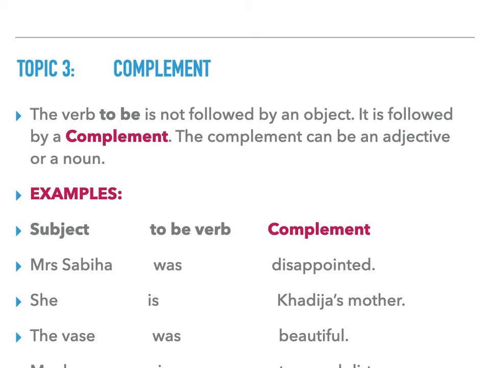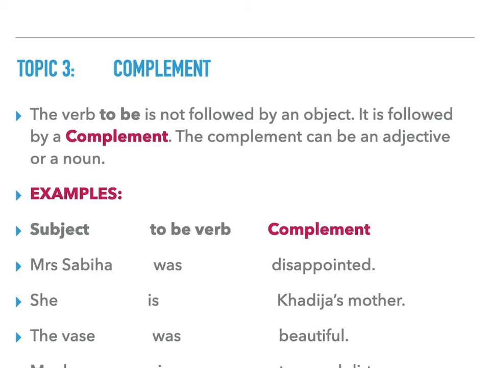Here we are. Complement. The verb to be is not followed by an object, it is followed by a complement. The complement can be an adjective or a noun. So here we have to understand this concept: first we have to know what the to be verbs are. To be verbs are is, was, were, and a few more that I have a slide for you. We will discuss it when we reach there.